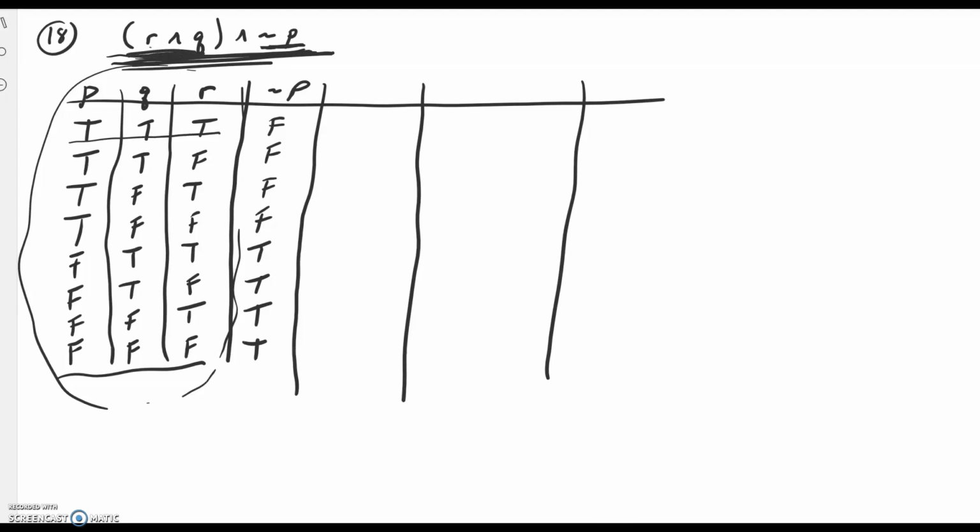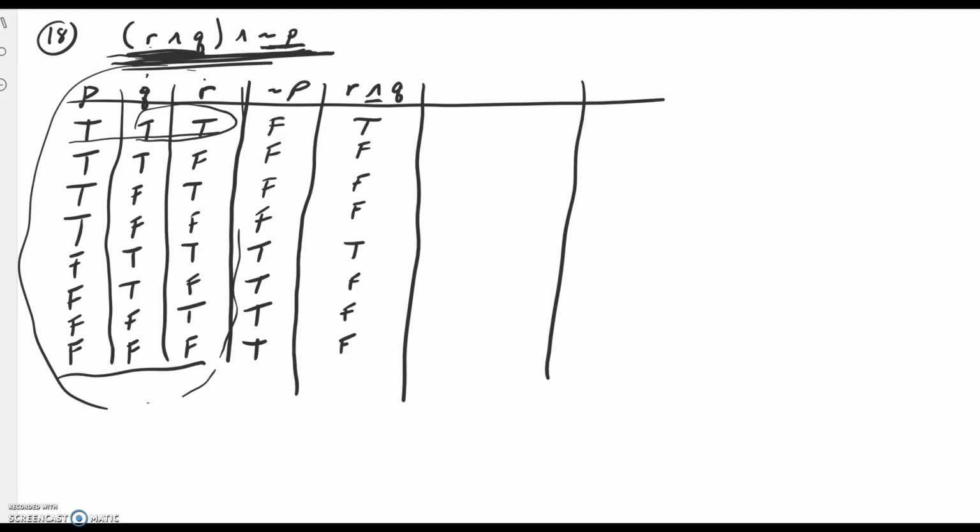Now we need an R and a Q. So let's do R and Q. Now this is Q and this is R, and we know that with an AND statement, the only way it's going to be true is if they're both true. Anything else is false. So I usually go through and pick out the ones that are both true, and it looks like everything else is going to be false. Because the way a compound AND statement, a conjunction, is true, is if both pieces are true.